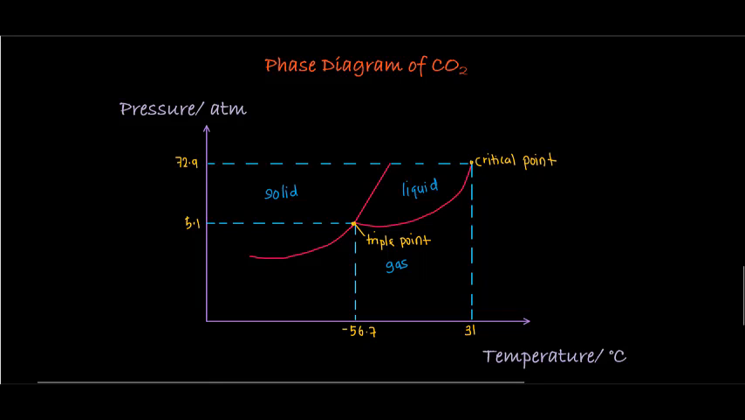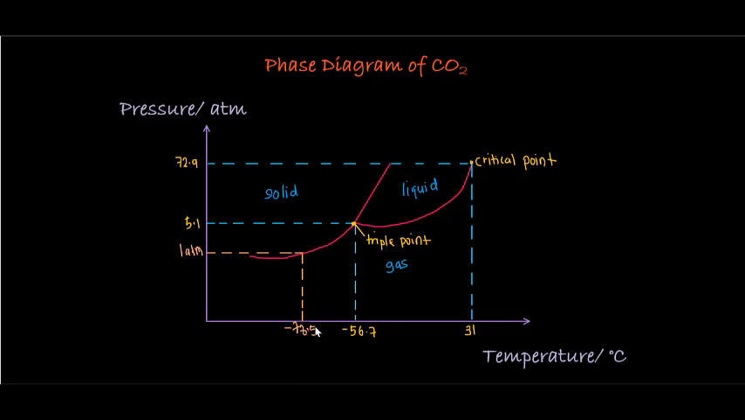Carbon dioxide does not have a normal boiling point. This is because the liquid phase does not exist at 1 atm. The triple point here, as we can see, for carbon dioxide is 5.1 atm, larger than 1 atm. So, instead of boiling, solid carbon dioxide sublimes at 1 atm and negative 78.5 degrees Celsius.